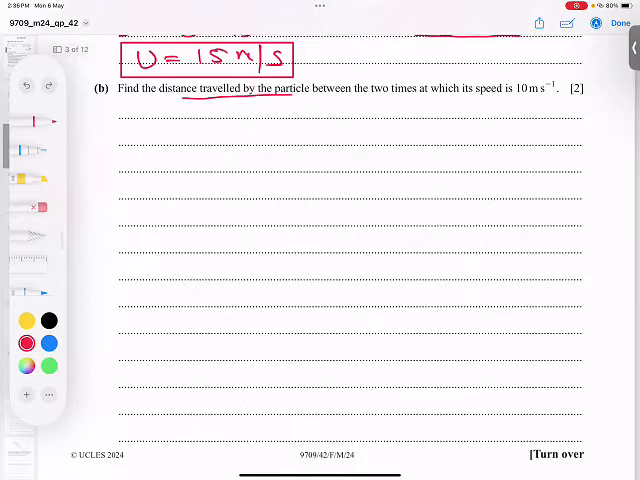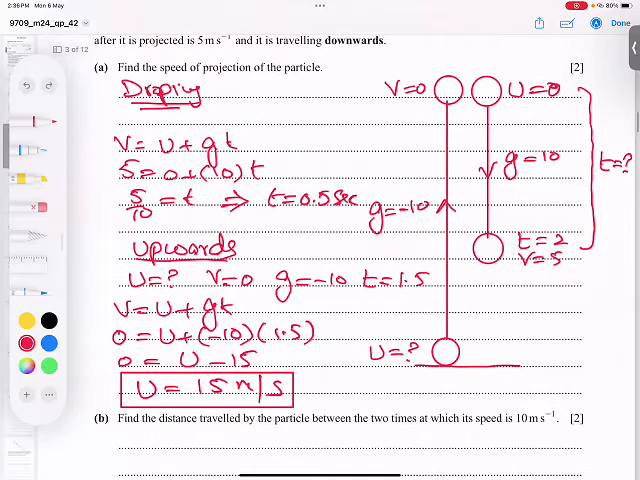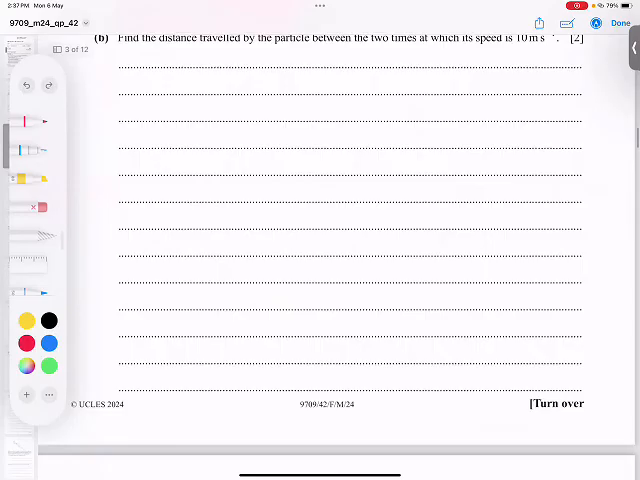Find the distance traveled by the particle between the two times when its speed is 10. Again, I will make the same story. Okay, so this is the same data. The data is not changing, so copy and paste here.